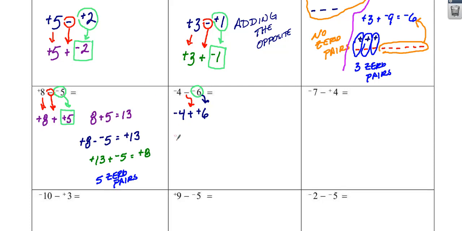So I could, if I wanted to diagram that out, nothing wrong with still diagramming. There's my 4 negatives. There are my 6 positives, 1, 2, 3, 4, 5, and 6. 0 pair, 0 pair, 0 pair, 0 pair, 4 0 pairs. And what's left over are those 2 positives. So I know that my answer is +2.